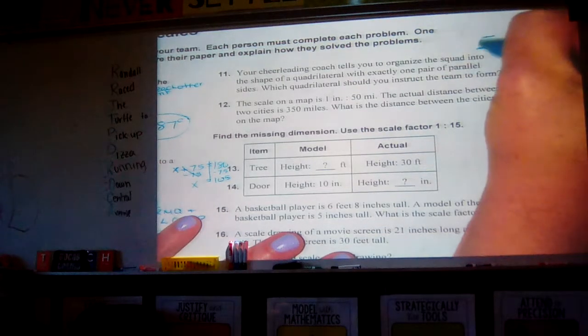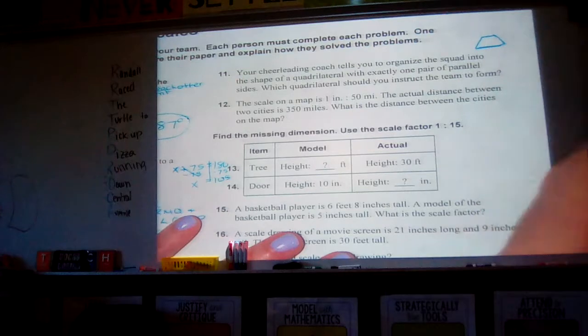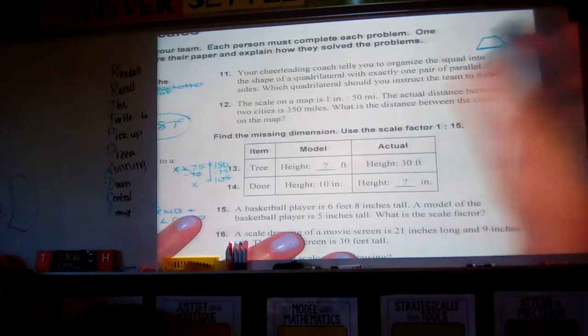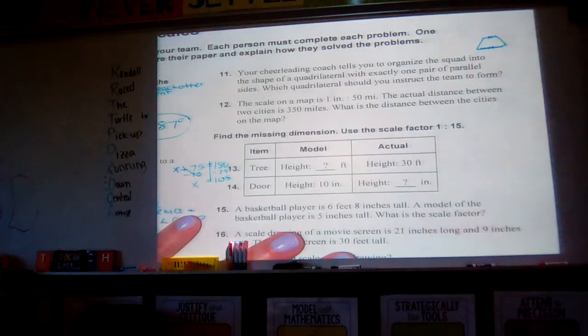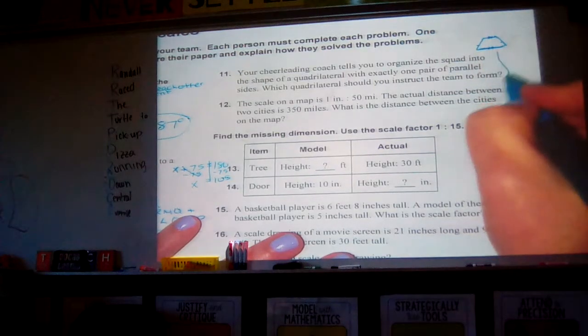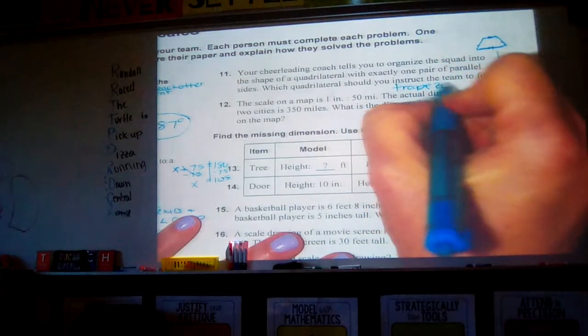The one quadrilateral that we talked about in class that we know of would be a trapezoid. That would give you a quadrilateral with only 1 pair. These ones here are parallel. The sides are not parallel. So this would be what you would put your cheerleading squad into to answer the question. It would be a trapezoid.